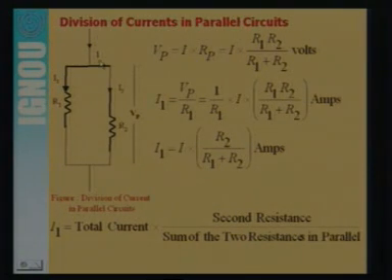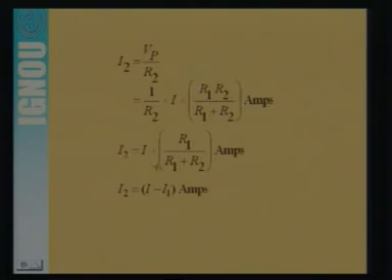That means the current I is dividing into two parts, I1 and I2, due to the two resistances R1 and R2. The current in the first part, I1, is equal to the total current I multiplied by the second resistance divided by first plus second resistance. Similarly, for the current I2 we can derive the formula: I2 is equal to I multiplied by the first resistance divided by first resistance plus second resistance. In the same manner we are deriving this. Or we can say I2 is equal to total current I minus the current in the first element R1, I1.